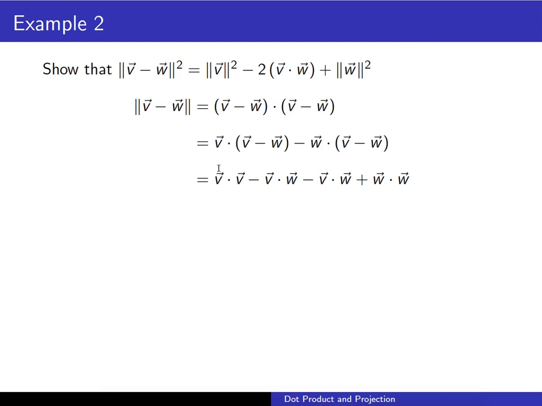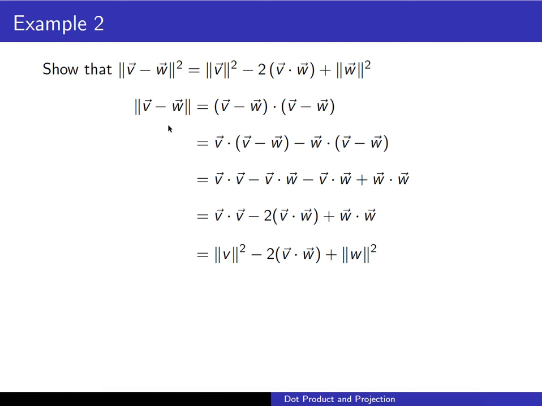Now here, vector v dot vector v, that's the magnitude of vector v squared. That's that last property we looked at on the previous slide. And then same thing here with vector w dot vector w. It's going to give us the magnitude of w squared. So negative vector v dot w minus vector v dot w is negative 2 vector v dot w. So these are just like terms like you would see in algebra class. Like negative x minus x would be negative 2x. And again, vector v dot vector v is the magnitude of v squared, and vector w dot vector w is the magnitude of w squared.